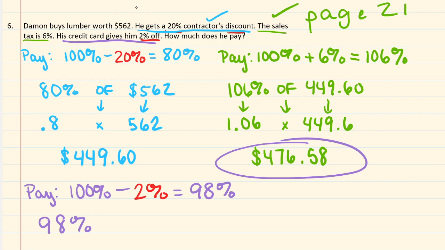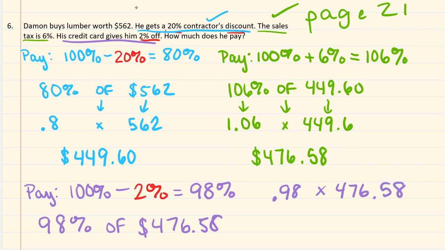So 98% of $476.58. So I'm going to type in 0.98 times 476.58.